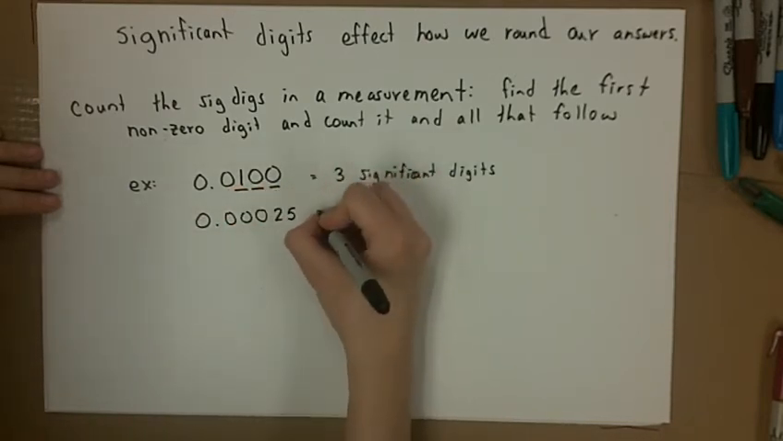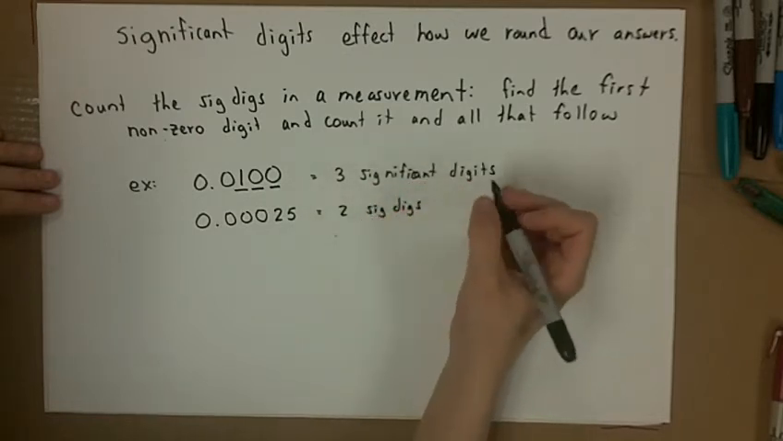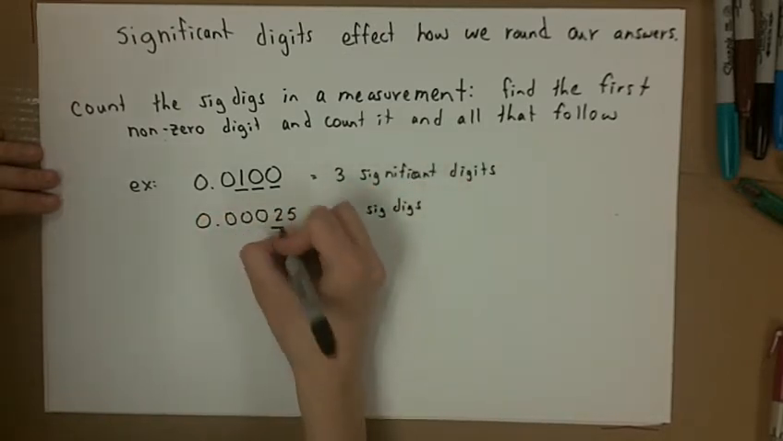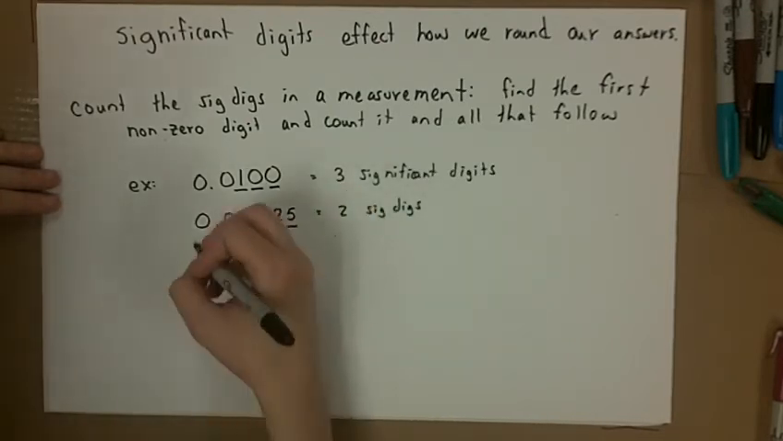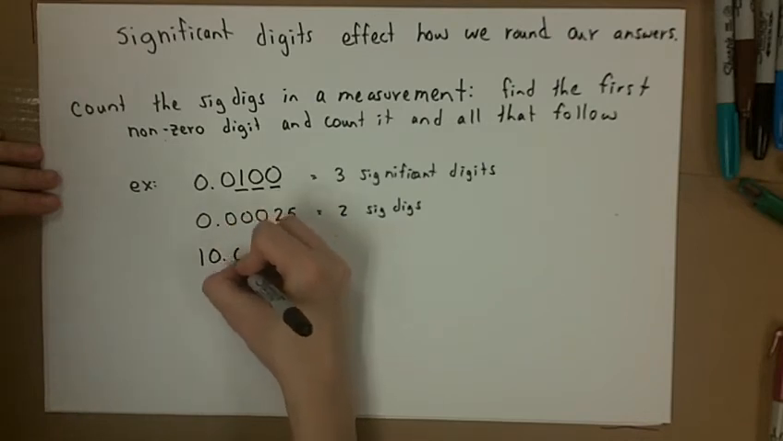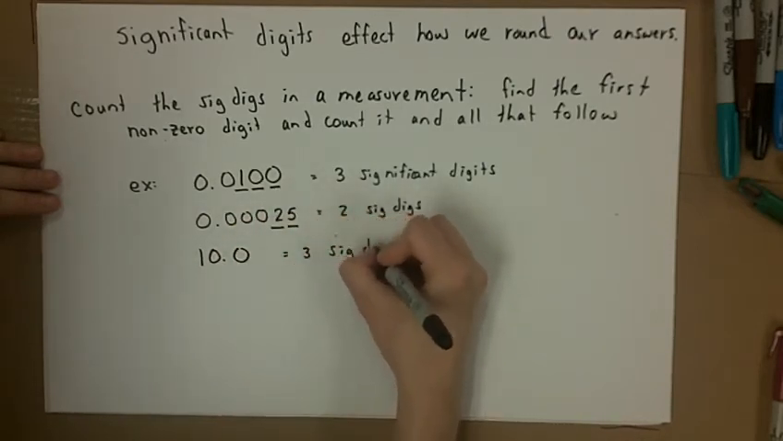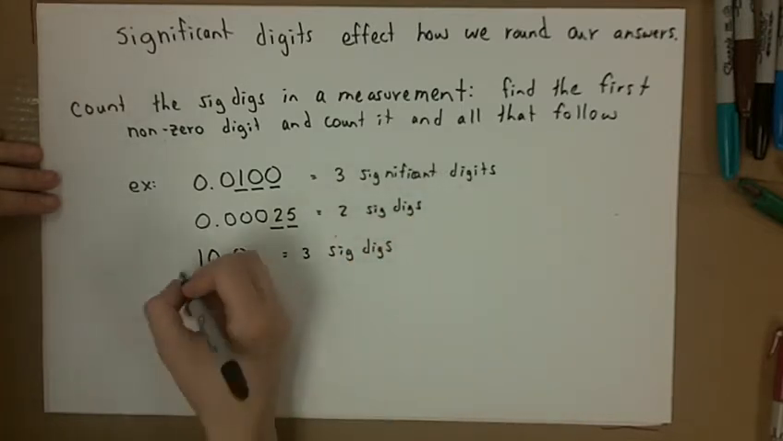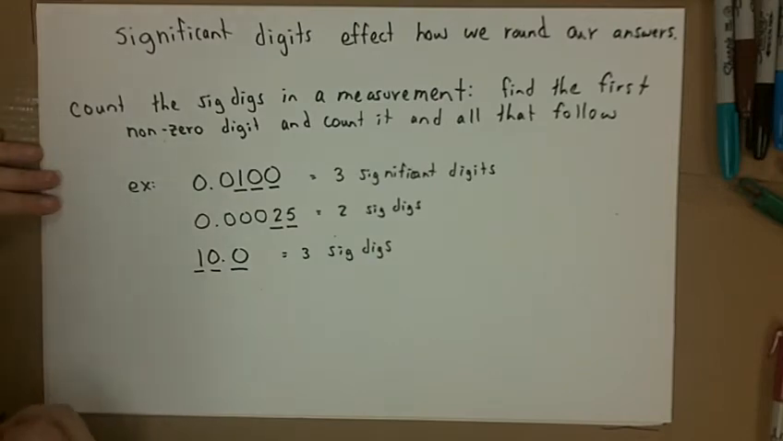0.00025 has 2 sigdigs because we find the first non-zero number and count it and the one that follows. The number 10.0 has 3 significant digits because the first number is not 0, so we count it and all the ones that follow.